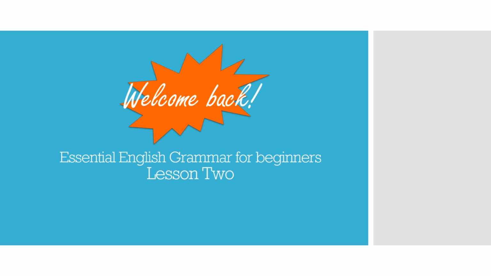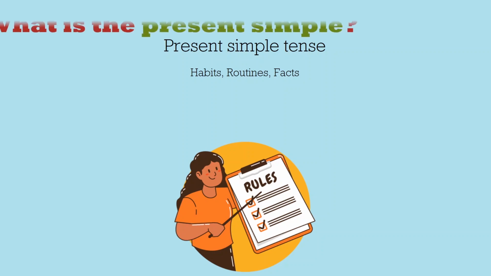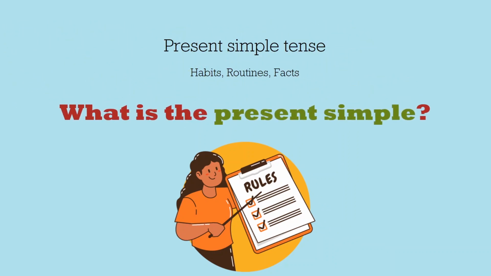I'm Ali, as always, and today we are going to learn one of the most important tenses in English, the present simple. If you want to talk about your daily life, your job, or things that always happen, this is the tense you need. So let's get started.